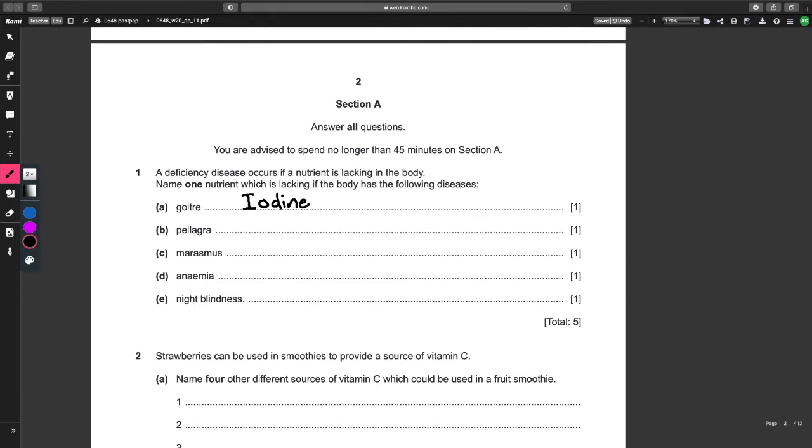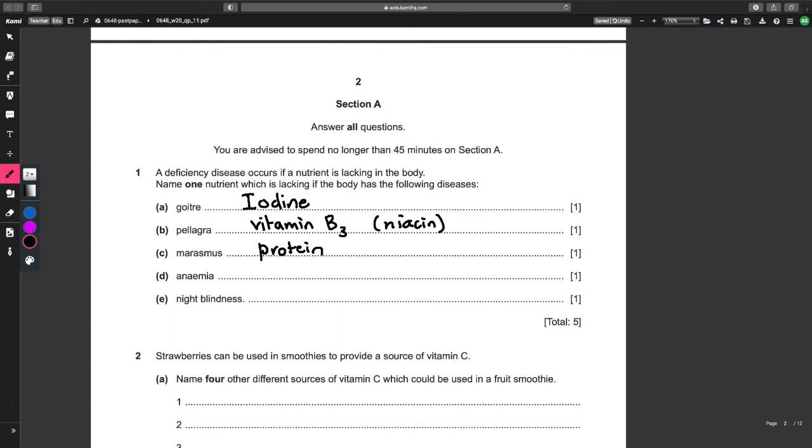Next, pellagra. Pellagra occurs when a lack of vitamin B3 occurs. You may also know this by the term niacin. Next deficiency disease, marasmus. This occurs in severe malnutrition. So to avoid that happening, we need to eat lots of protein. A similar disease would be kwashiorkor, which you may have heard of as well.